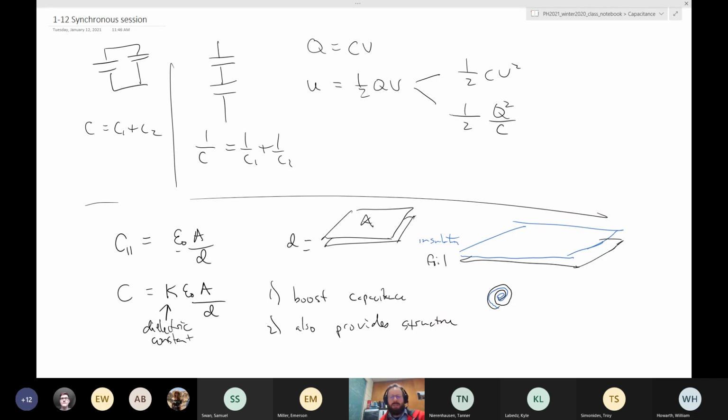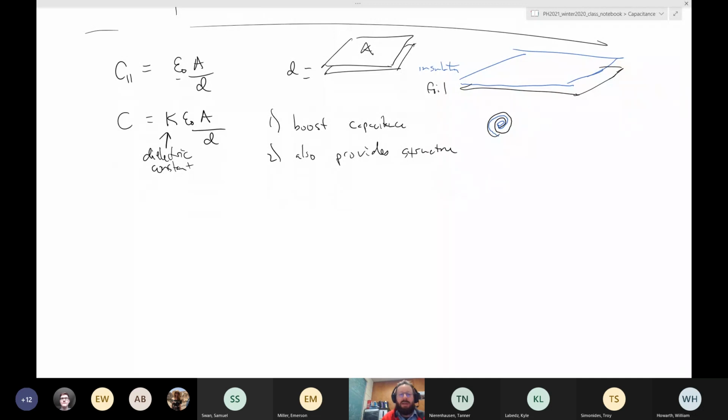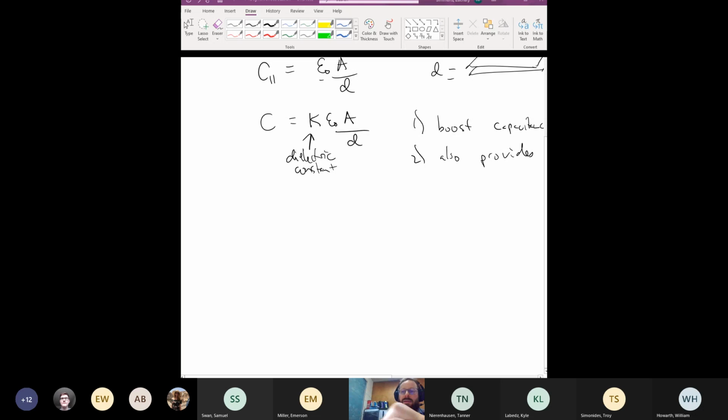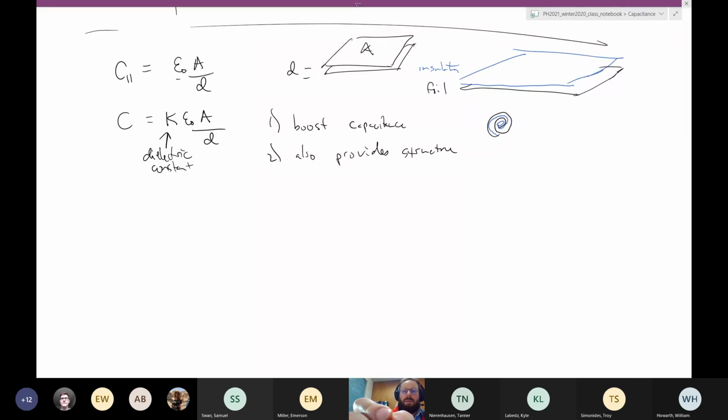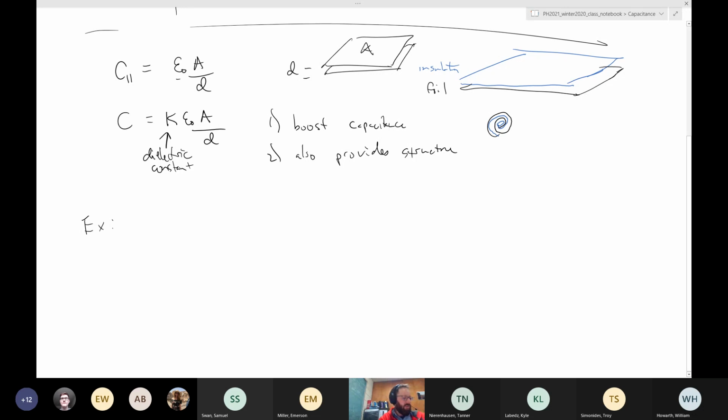And we could ask questions, since we've incorporated this dielectric constant. As an example, just of the kinds of things that you might be expected to do with this.